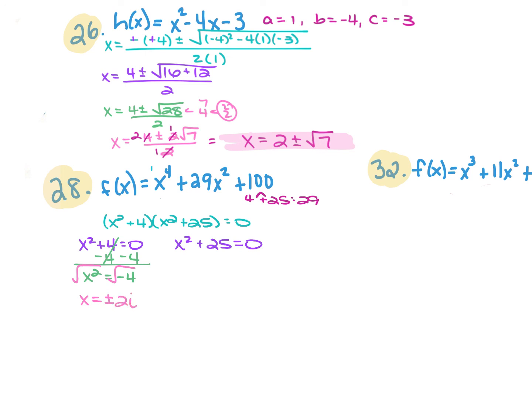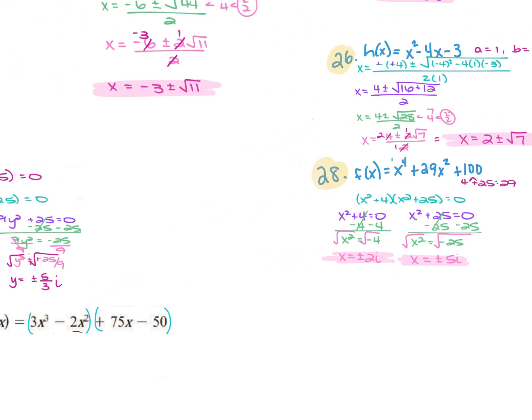For the x squared plus 25 is equal to 0, subtract your 25 from both sides. You have that x squared is equal to negative 25. Then take the square root of both sides. So x is equal to plus or minus 5i. So both of these, or all 4 of these, are your answers.